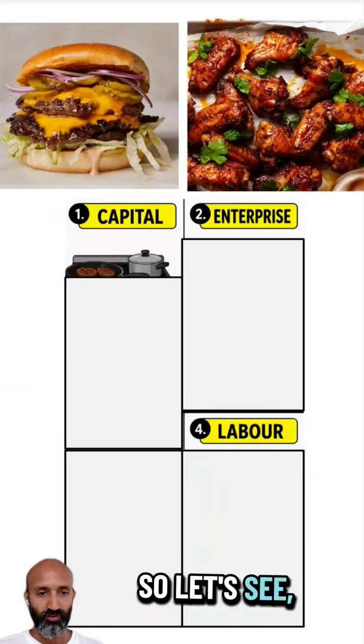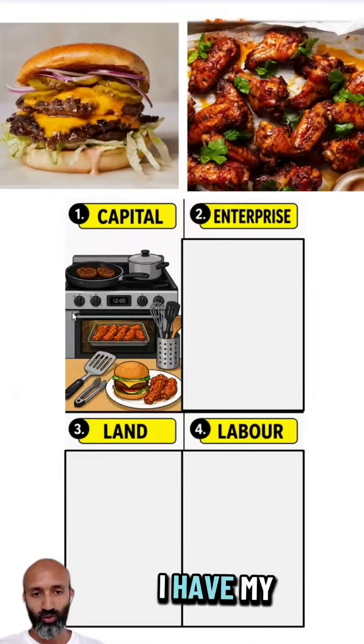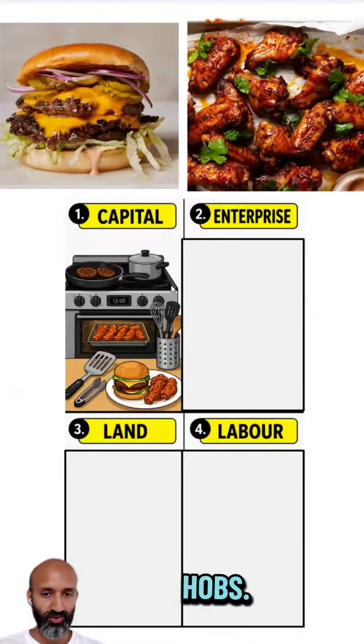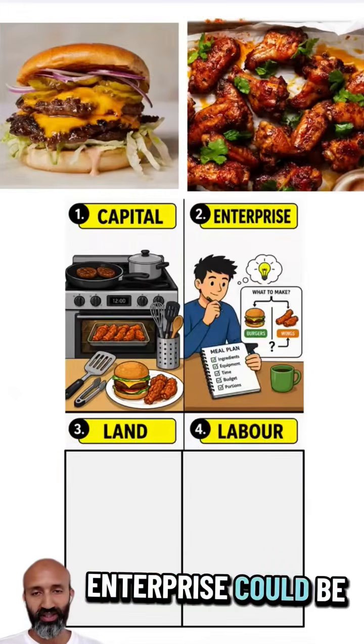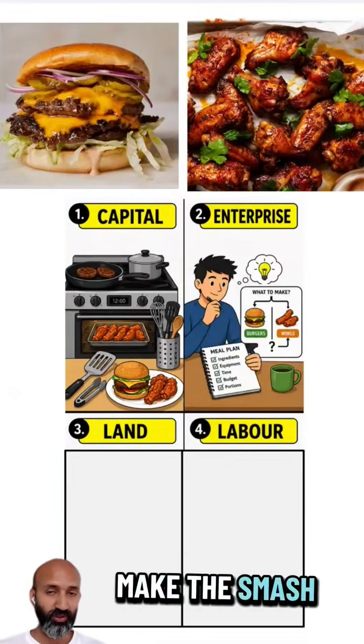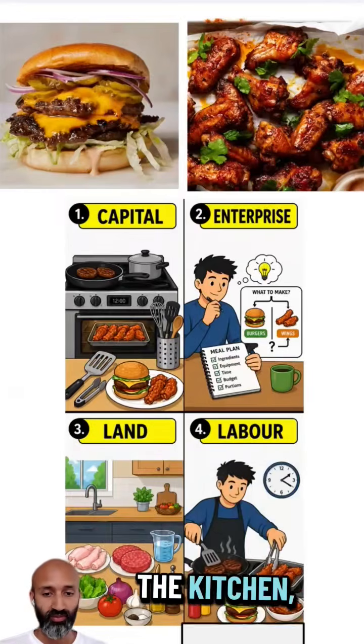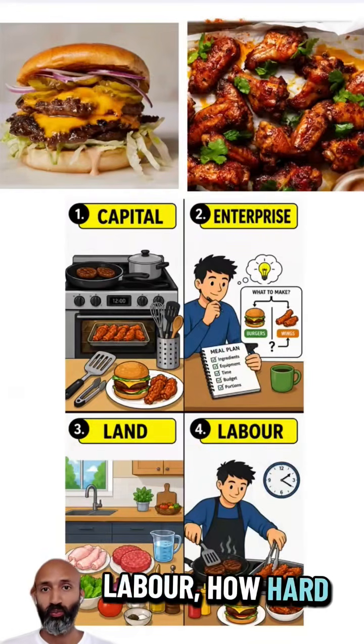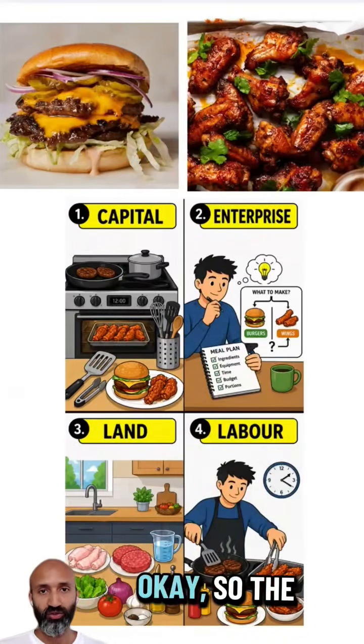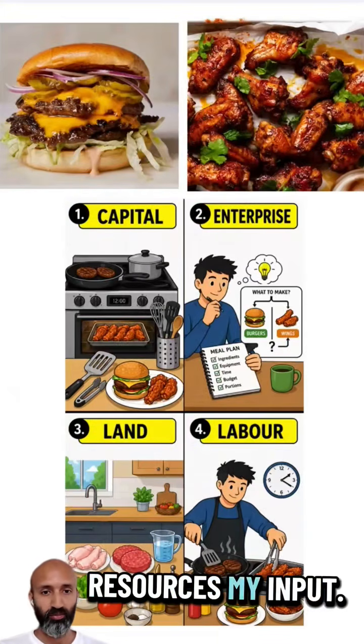So let's see. For capital, I have my cooker, the Bosch cooker with 4 hobs. Enterprise could be my recipe to make the smash burgers and the wings. Land, size of the kitchen. Labor, how hard I'm willing to work on the day. Okay, so the burgers and the wings, output, and the CELL resources, my input.